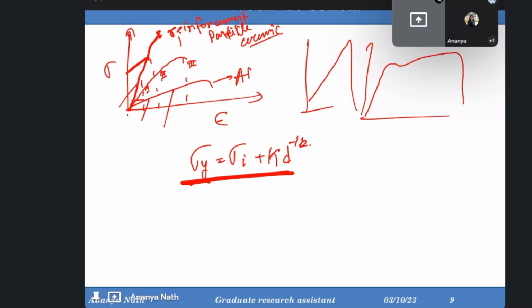So next was the work hardening. The matrix exhibits the gradual increase.